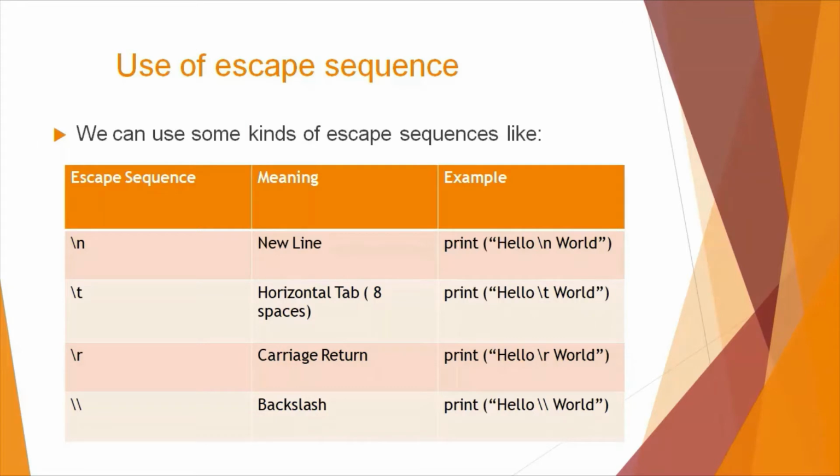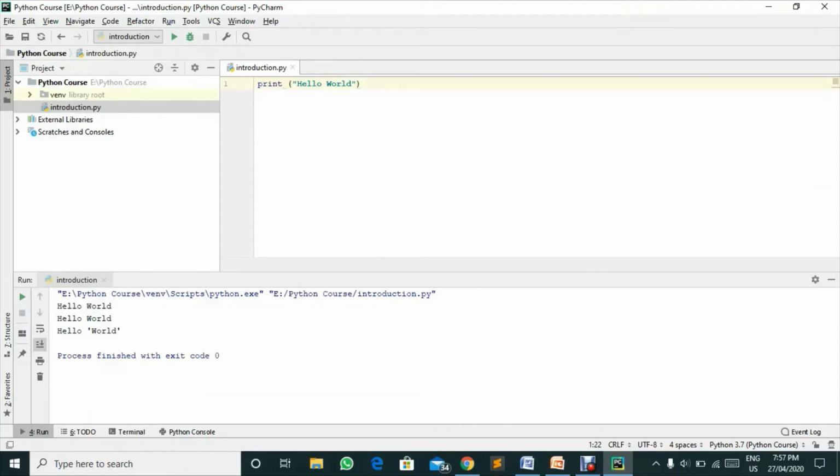Okay, so now let's discuss escape sequences. Escape sequences are used to perform some specific operations like moving to the next line, having a horizontal tab, that is 8 spaces, or carriage return, or backslash. Let's try out all these four on PyCharm. In order to go to the next line, we may insert backslash n to go to the new line. And let's run this. So here, world is printed on the next line.